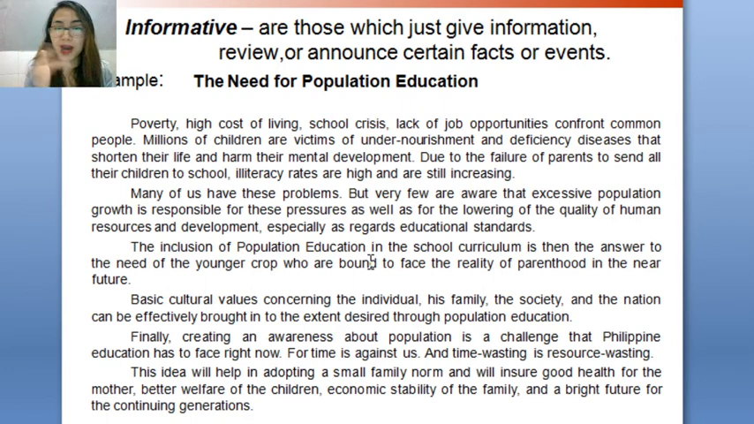That's true. O, diba? Mararamdaman nyo dito na yung writer talaga, hindi lang siya nagbibigay ng information, but raising the awareness na bakit kailangan na to. Diba? It face right now, and for this time is against us kasi tumatakbo naman talaga yung oras. And time wasting is resource wasting. I love that. By just, diba, nag-present siya ng solution, tapos bakit kailangan? Andun yung awareness. Pinaramdam niya sa atin na mga readers na we should have a sense of urgency na kailangan talaga nating gawin tung ibigay yung need for population education.